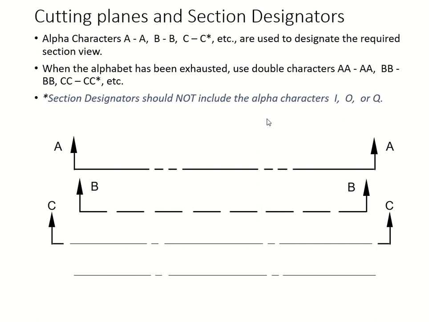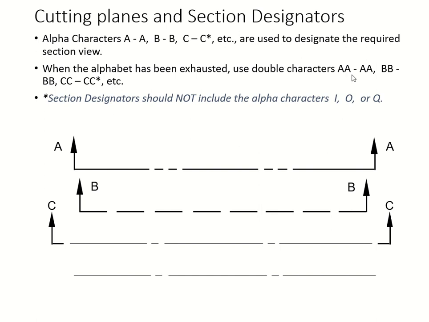Okay, section designators. We have the section designators, which are nothing but how we name the section. Sometimes we put A-A, sometimes B-B, and C-C. Sometimes, of course, we use a little star, an asterisk like that. These are just how we label our sections.